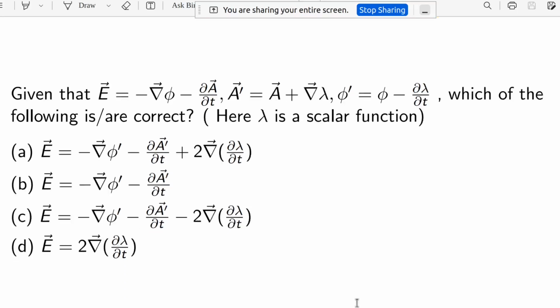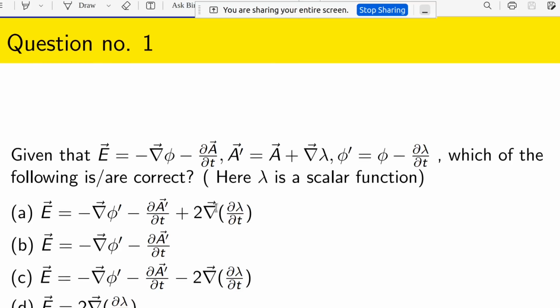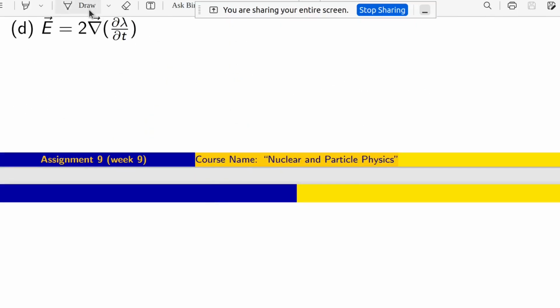So what is given here in the question is that they are asking what will be the expression for E in terms of the primed quantities. You can see that this is A prime and this is phi prime. So in terms of A prime and phi prime, what will be the expression for electric field? That is the question. They have given the unprimed equation, and I have to tell which one will be the expression for the primed equation. Now let us start from the first one.